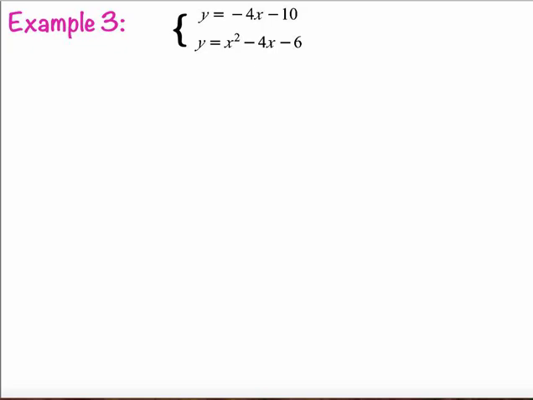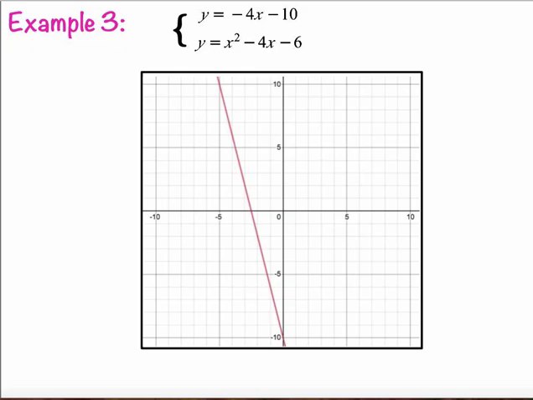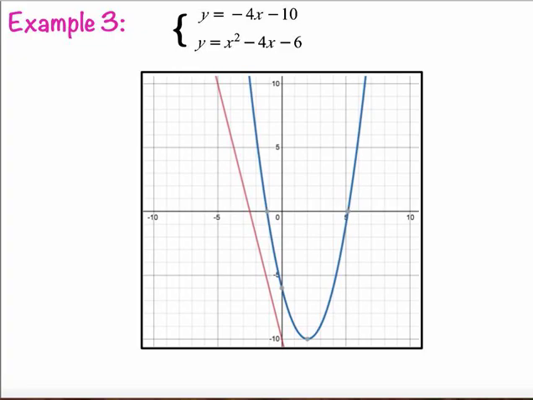In example 3, again, we have a linear and a quadratic. Let's graph our linear function and our quadratic function. And this time you can see that they don't intersect at all. This is an example of when we would have no real solutions.